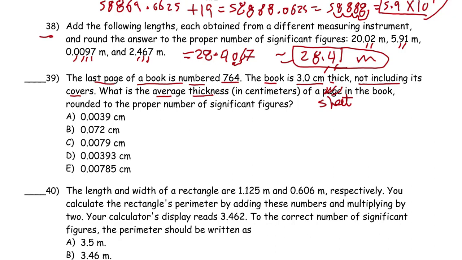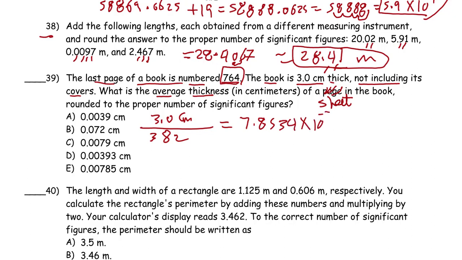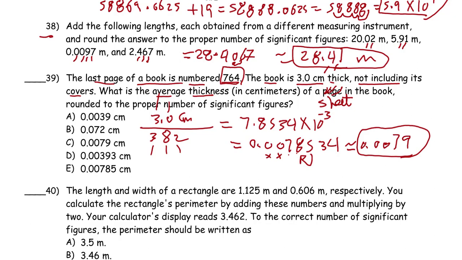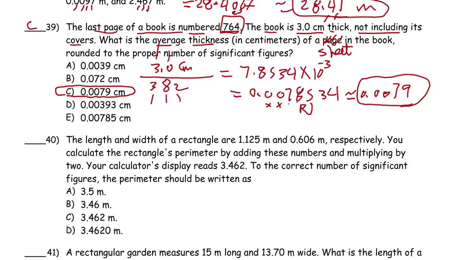So let's divide 3.0 centimeter over this number divided by 2 to get the number of sheets, means 382, right? So the answer on the calculator will be 7.8534 times 10 power negative 3. Let's write in decimal places, so 0.0078534. Here is 2 significant figures, here is 3 significant figures, so the answer must have 2 significant figures. We don't count those zeros, so 0.00787, but this 5 increases 8 to 9, so the answer will be like that. Letter C.